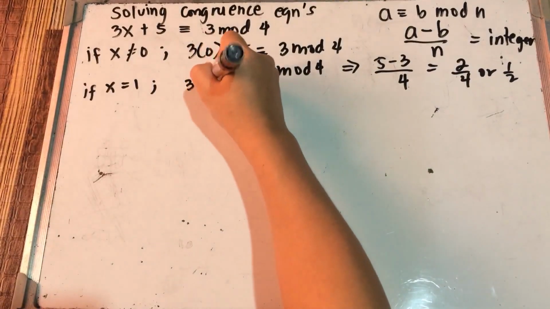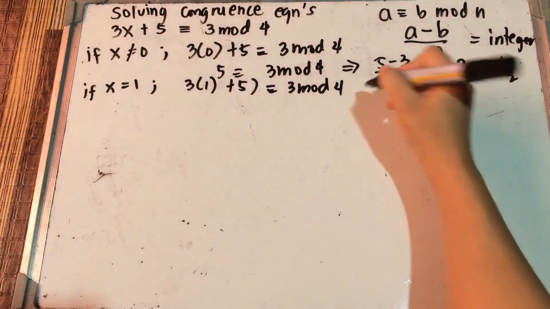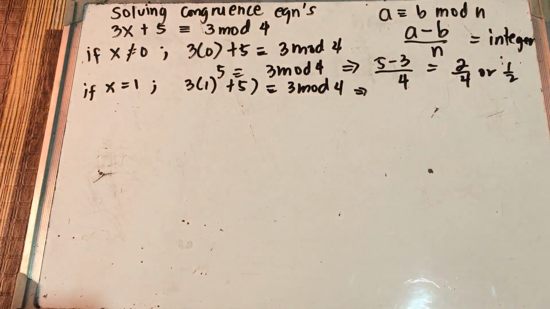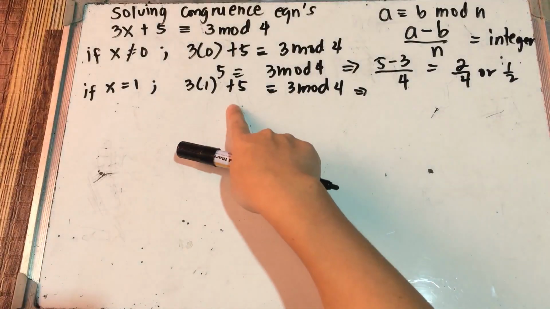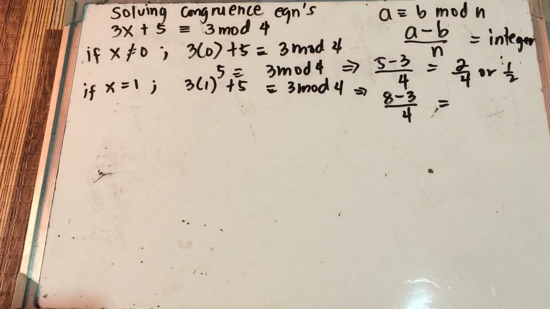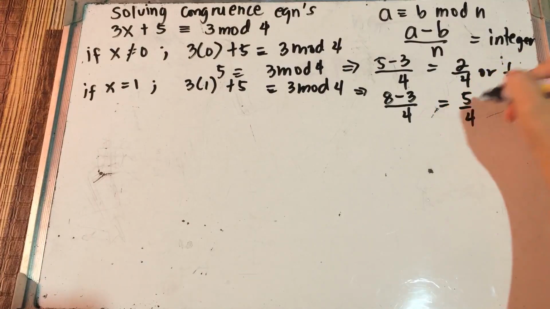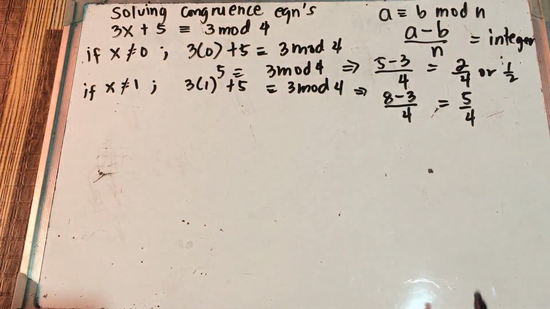So, we have 3 times 1 plus 5 is congruent to 3 modulo 4. And then we have to test whether it is a true congruence or not. So, we have 8 minus 3 over 4 is equal to 5 over 4. It is not an integer, so x equal to 1 is not a solution. Itutuloy lang natin hanggang meron tayong makuhang at least 2 solutions. And then we have to look for the pattern. Yun yung ating magiging solution set.